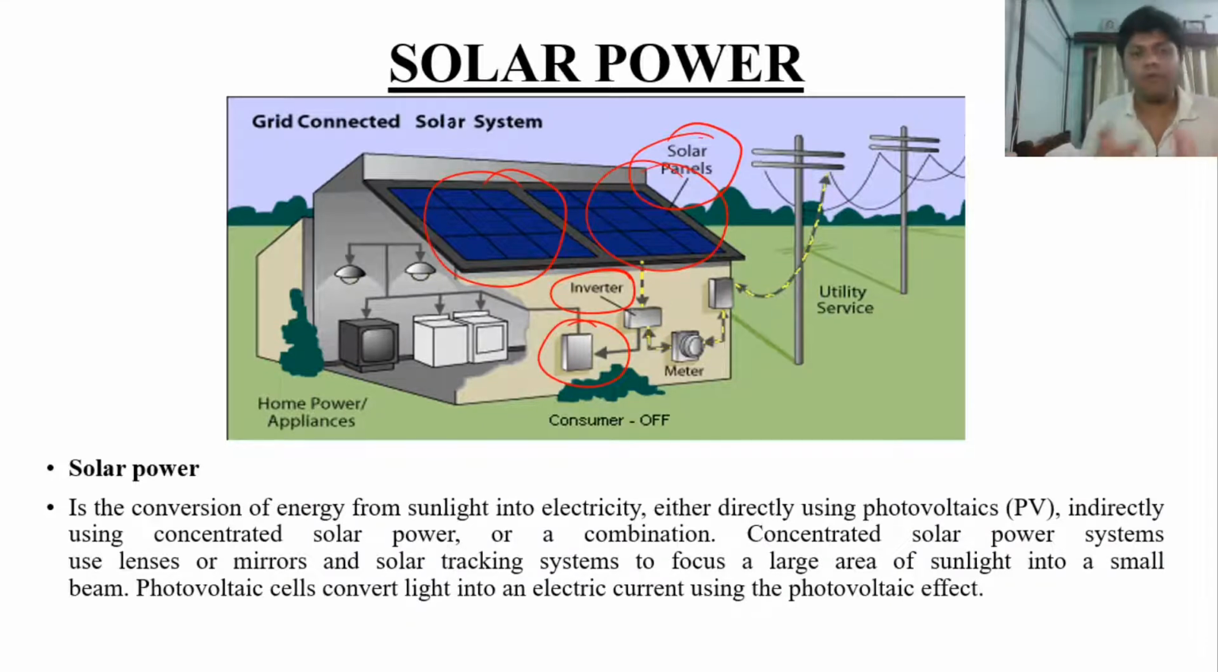Now, what is called solar power? Solar power is the conversion of energy from sunlight into electricity, either directly using photovoltaics (PV), or indirectly using concentrated solar power, or a combination. Concentrated solar power systems use lenses or mirrors and solar tracking systems to focus a large area of sunlight into a small beam. Photovoltaic cells convert light into an electric current using the photovoltaic effect.